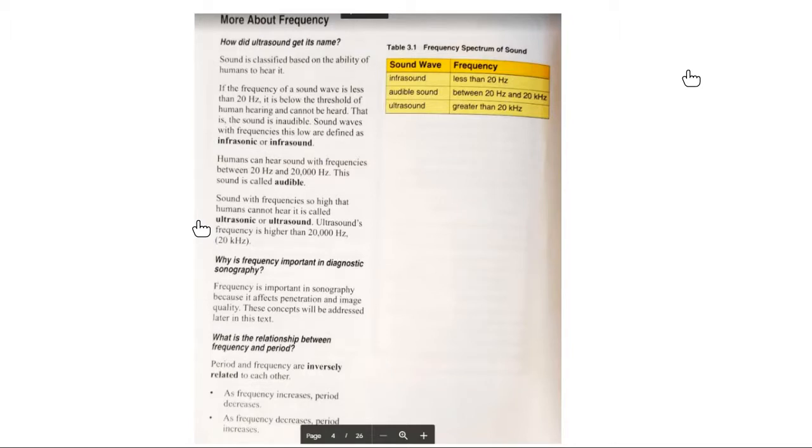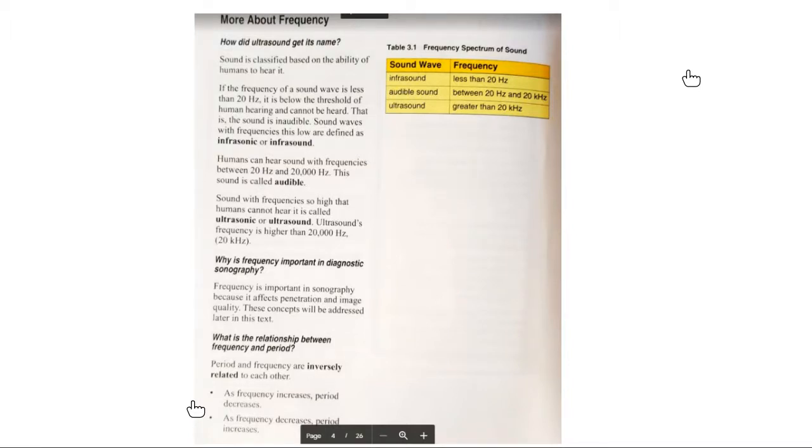Okay. Why is frequency important? Because it affects the penetration, how deep it goes. We were talking about the range equation the other day, and image quality. And what's the relationship between frequency and period? Period and frequency are inversely related to each other. As frequency increases, period decreases. As frequency decreases, period increases. And those are the kinds of questions they ask on the certification exam.